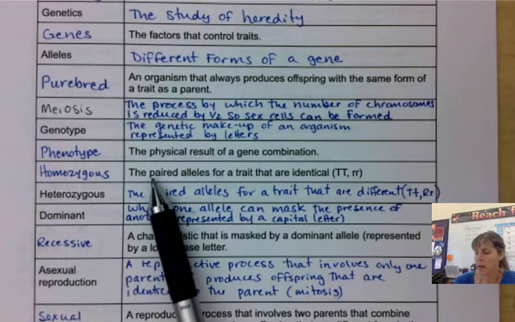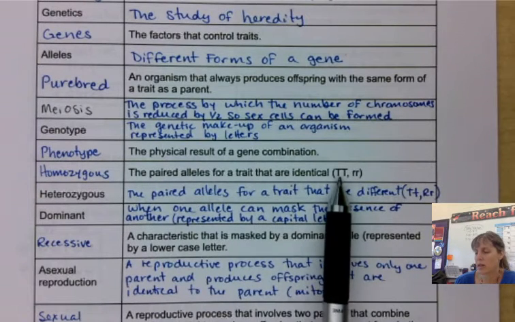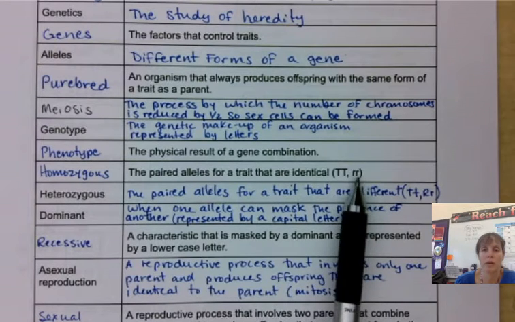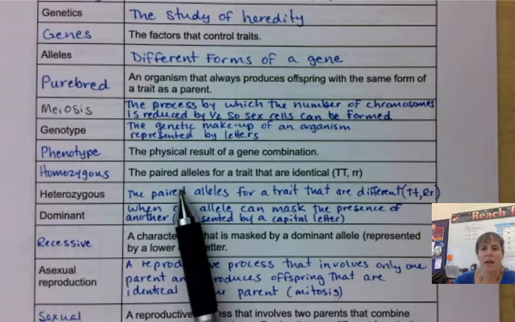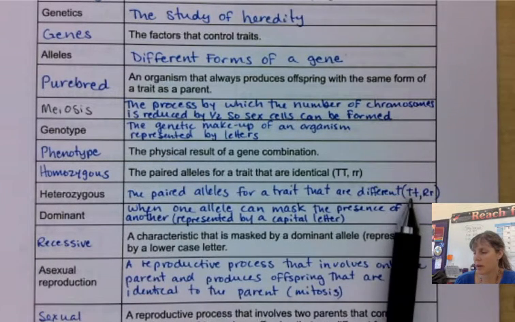Homozygous is the paired alleles for a trait that are identical. So the letters would be identical, capital T, lowercase r, lowercase r. Heterozygous is the paired alleles for a trait that are different. So like capital T, capital R, lowercase r, they're not identical, okay?